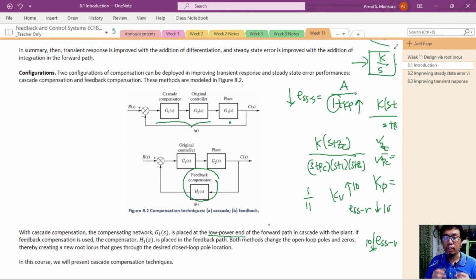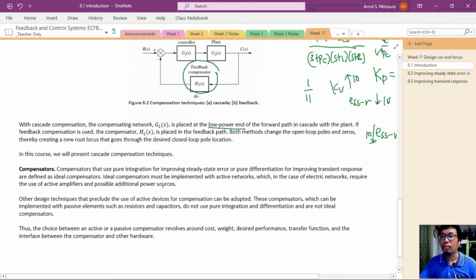Okay, in which that signal would cause your plant to react in a certain manner, and therefore respond to that signal, depending on the level of the signal thrown to our plant. Okay, now in this lesson, we will be limiting ourselves to cascade compensation techniques. So we are limited to cascade compensation techniques.